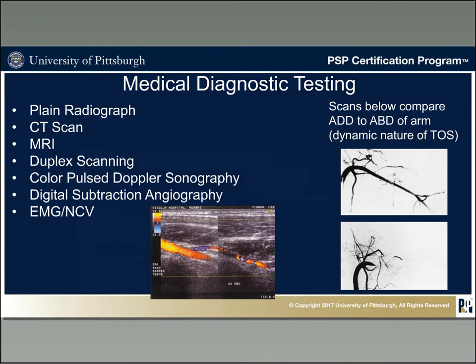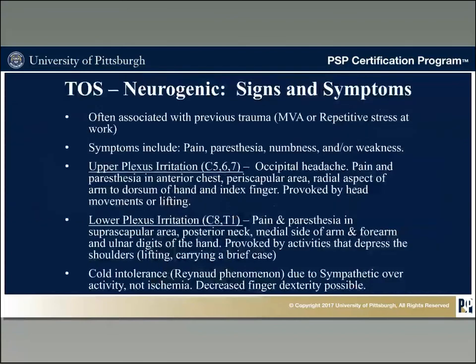From a medical diagnostic perspective with regards to these vascular forms of TOS, there's a variety of things that can be done that include everything from plain radiographs to a variety of vascular scans that can demonstrate or depict the type of flow deficit that might be present in the individual that is experiencing these types of complaints.